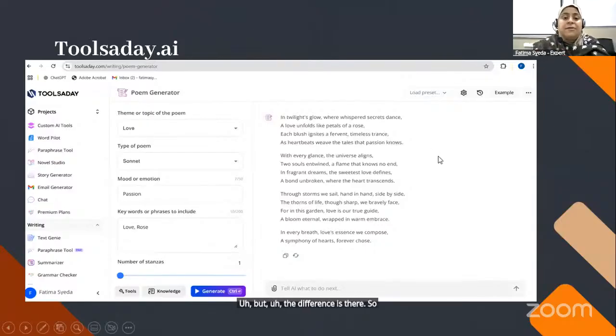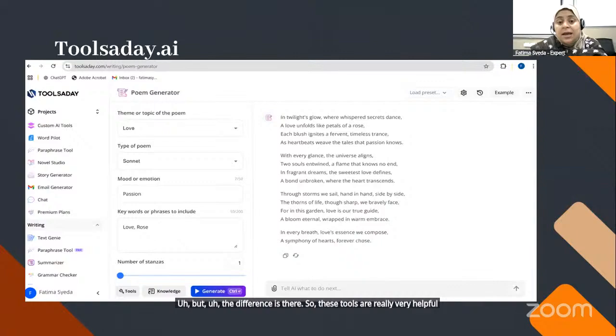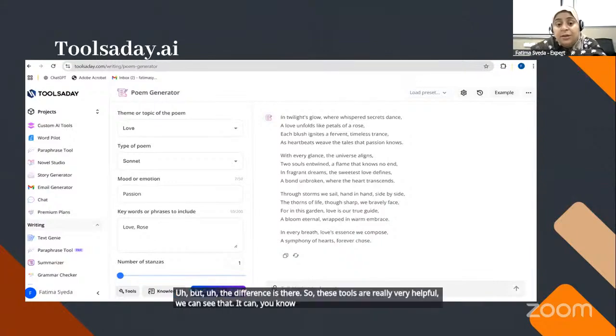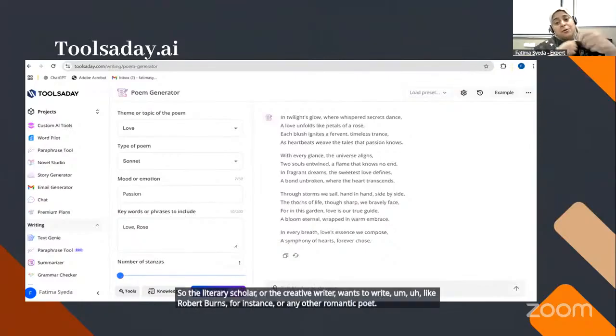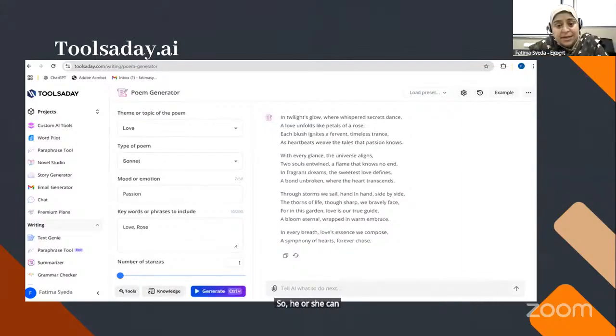So these tools are really very helpful. We can see that this tool, Toolsaday, for instance, can be used to have some ideas. So the literary scholar or the creative writer who wants to write, like Robert Burns, for instance, or any other romantic poet, can get a poem from Toolsaday, but then the difference between the two poems is there.